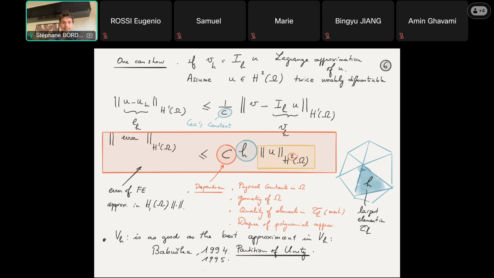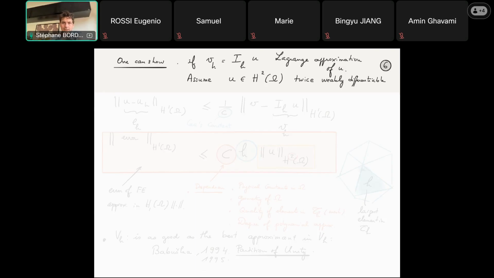And so what you say is that the error that you compute is always less than some coefficient times the mesh size to some power, we'll see that later, times the norm of U in some higher norm. Okay, and there are some things on which that C depends, such as the physical constants, the geometry, quality of the elements, and the degree of the polynomial approximation.